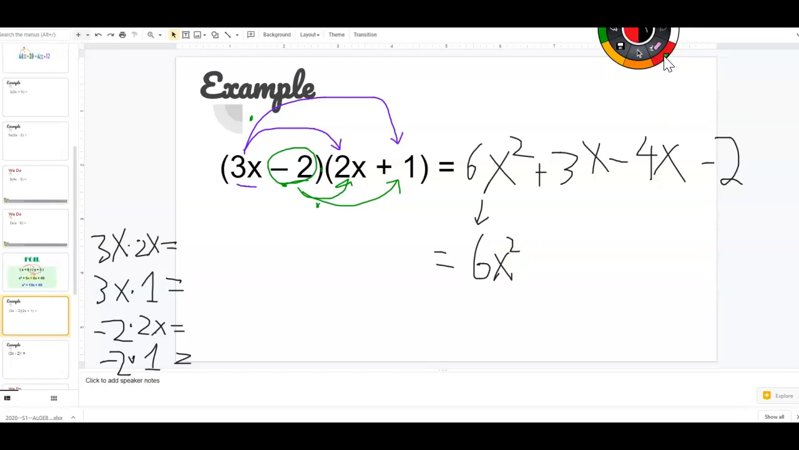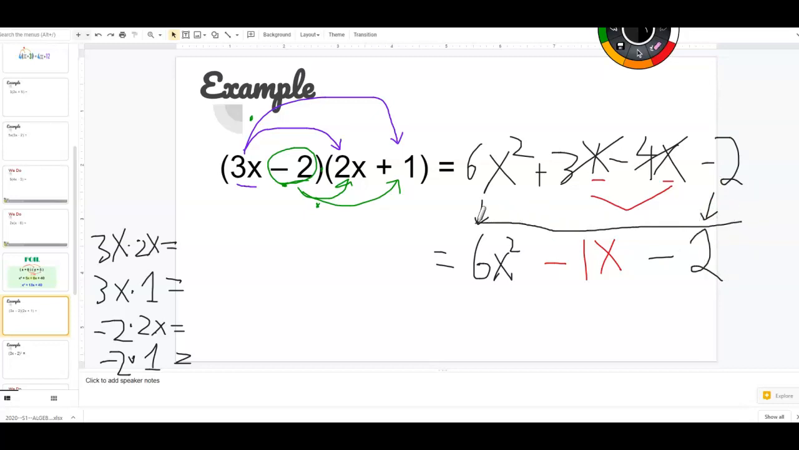Okay. And keep looking. 3x. Do you see any other x on the back? Yes. So they have the same x part. So they're the like terms. Combine them. Just add the numbers in the front. So 3 minus 4 give you -1x. Okay? And after combining them, they're gone. And finally, -2 is a single number. You don't see any other single numbers. So it's a single guy. Bring it down. So that is your final answer.